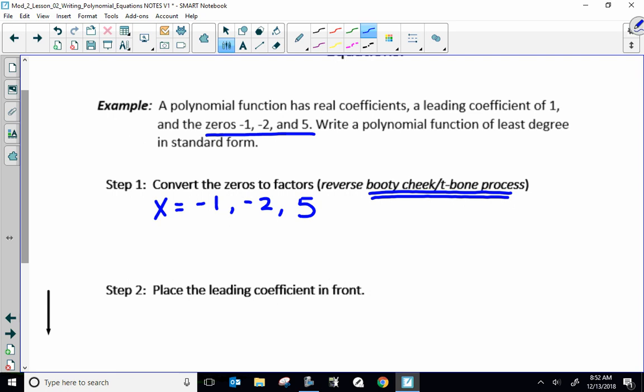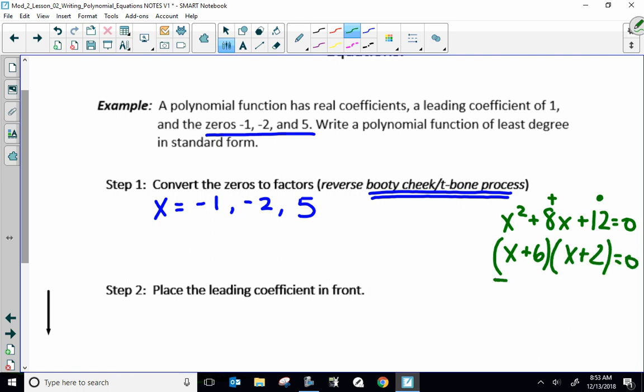Now, I say reverse booty cheek and T-bone. If I had some sort of parabola here, and what I'm about to write, I'll do this in green. What I'm about to write in green, just pay attention to it, because I want you to really understand this very simple concept. If I had x squared plus 8x plus 12 equals 0, and I had to solve that, I would, of course, factor this. Two numbers that multiply to 12 that add to 8. (x plus 6)(x plus 2) equals 0. And then I'd solve it. And this x would equal -6, and this x would equal -2.